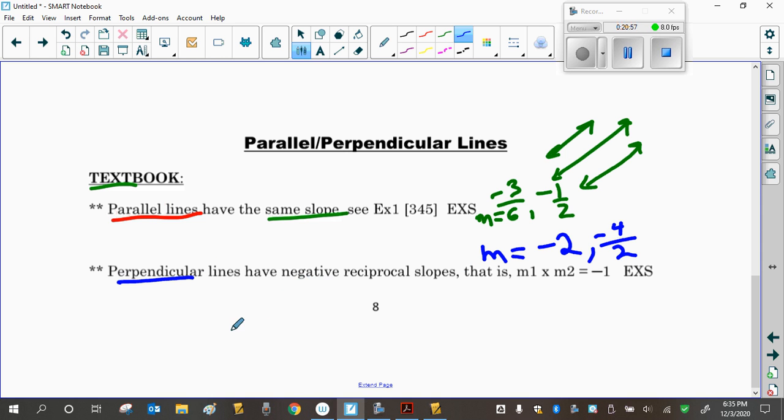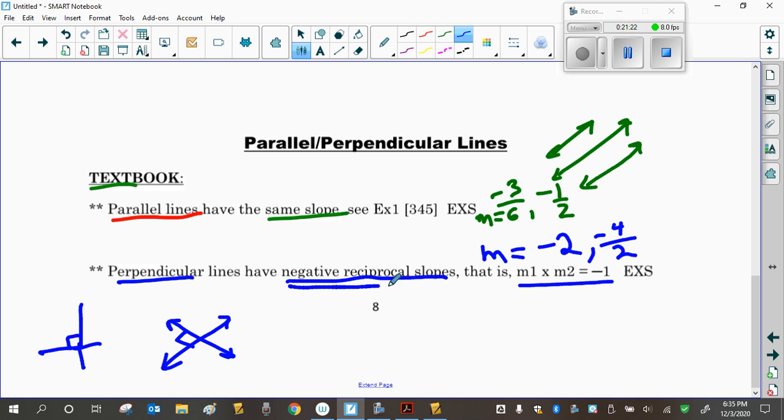Perpendicular lines, first of all, let's understand what they are. They form a 90-degree angle when they intersect. Okay, those are perpendicular. You know that the right angle, that's perpendicular line, the XY axis. They have negative reciprocal slopes. Okay, I like that one better than this one.